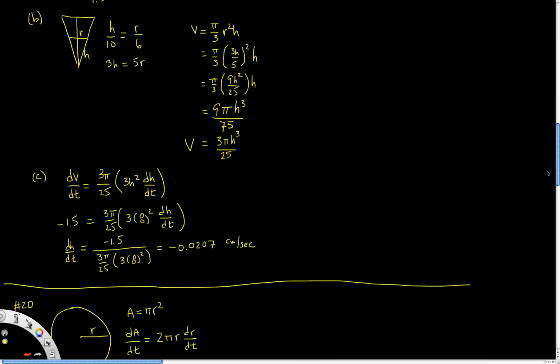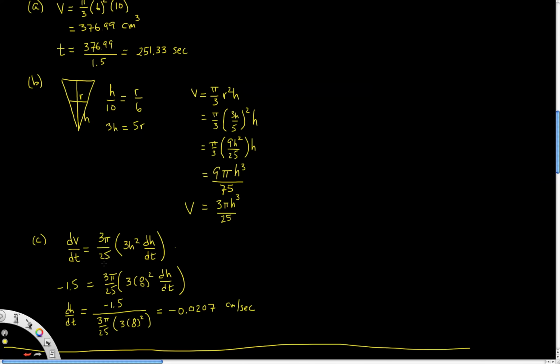That's part B. And in part C, they ask me to find how fast the height is changing when the height is 8 centimeters. Well, luckily, I've got this volume equation right here in terms of only h, so I can differentiate with respect to time, dV/dt on the left. I've got 3 pi over 25, and then in parentheses, the result of taking the derivative of h cubed with respect to time. There's a little power rule there that gives me 3h squared, and then a dh/dt pops out because, remember, h is a function of time.